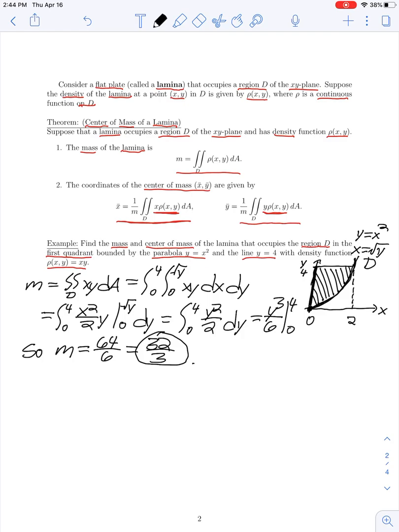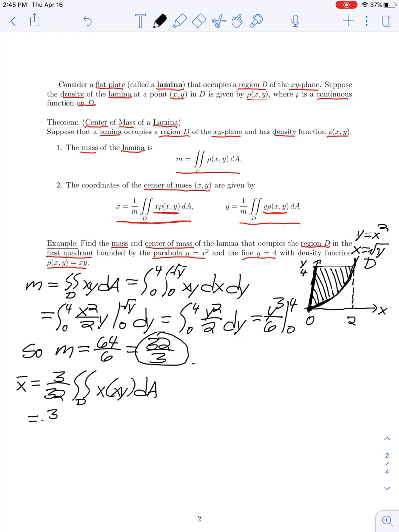Now, in order to find the center of mass, we're going to use the formula that we had for x bar or y bar. So let's start by finding x bar. To get the x coordinate for our center of mass, we take 1 over the mass, so in this case 3 over 32, times the double integral over our region of x times the density function, which was x times y with respect to area.